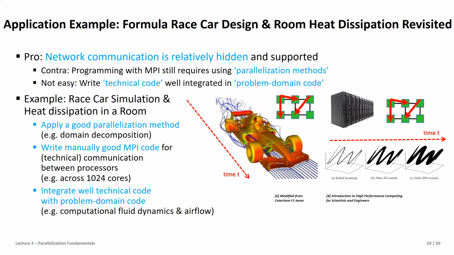Then another one is the formula race car design. Just to think about that basically how we do this, we would have a good parallelization method, think about the whole problem, but cutting into different pieces. Then you would have some good MPI code, thinking about how can the different parts be simulated, and then how we can differentiate between the different processes with ranks and so on, and maybe scale it among many cores.